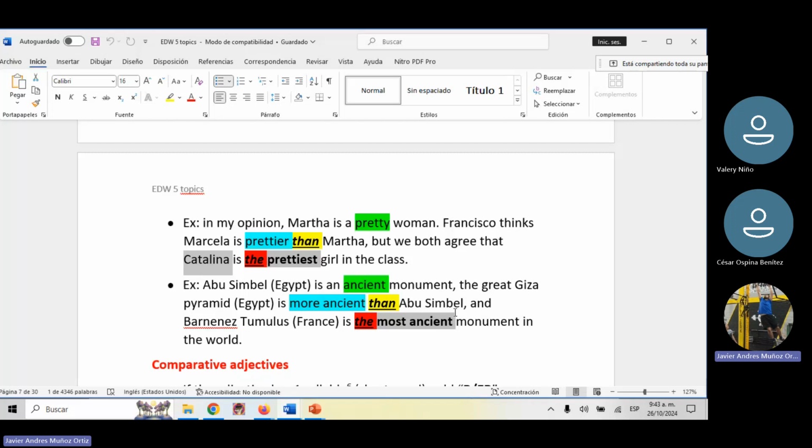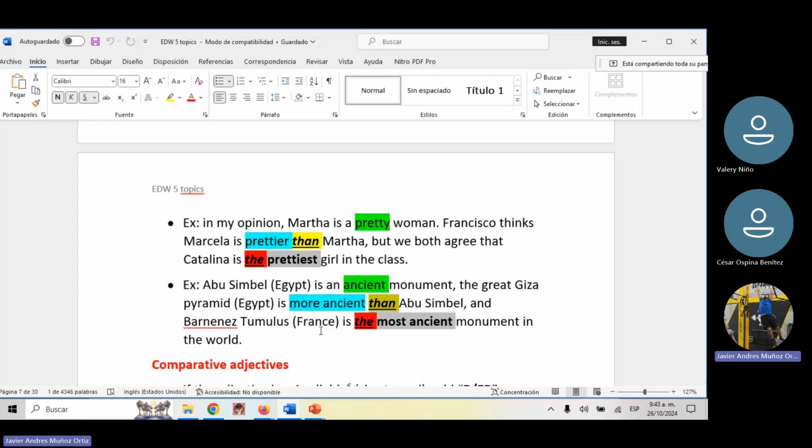And in this case we are comparing one against one. That's why we use "than". Uno es más antiguo que el otro. And finally, Göbekli Tepe. This is a mortuary complex. So this is kind of a cemetery.